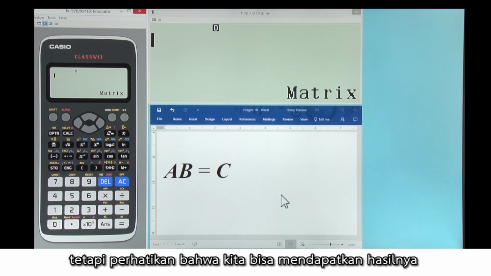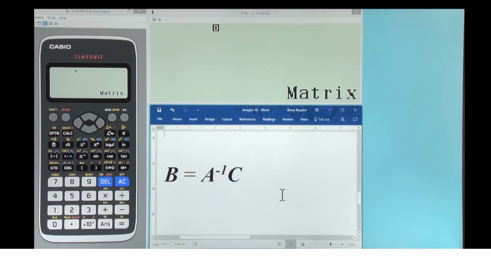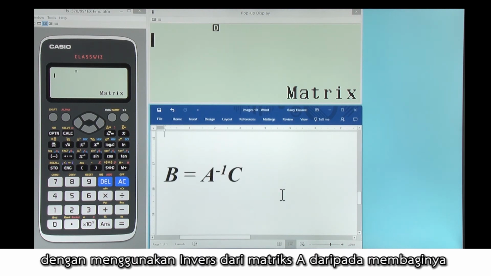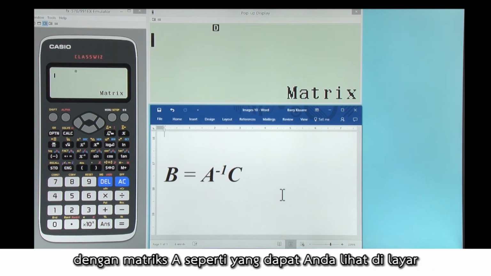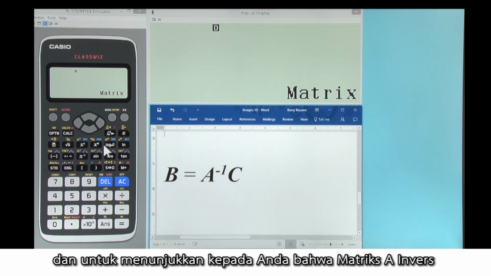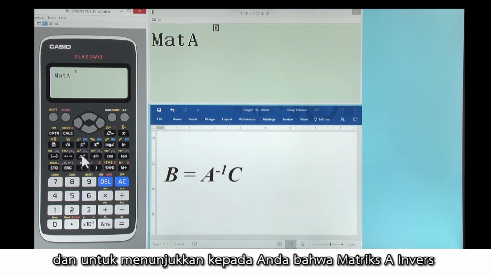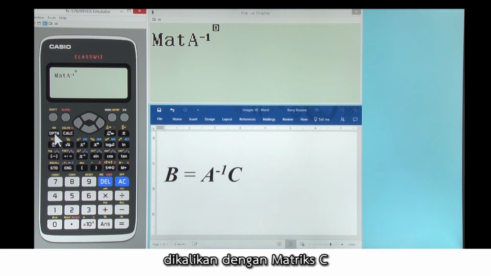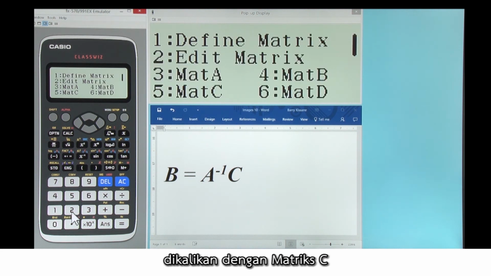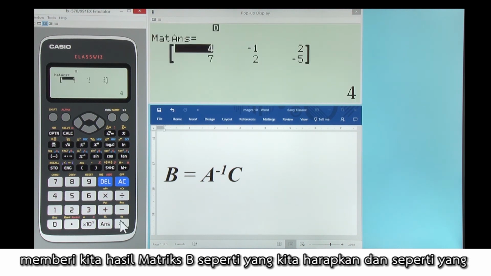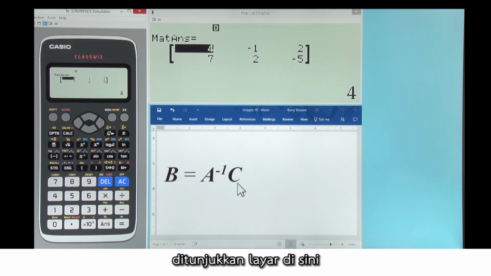But notice that we can get the result by using the inverse of matrix A instead of dividing by matrix A, as you can see on the screen. And so, to show you that, matrix A inverse multiplied by matrix C gives us the result of matrix B, as we would have expected, and as the screen down here shows.